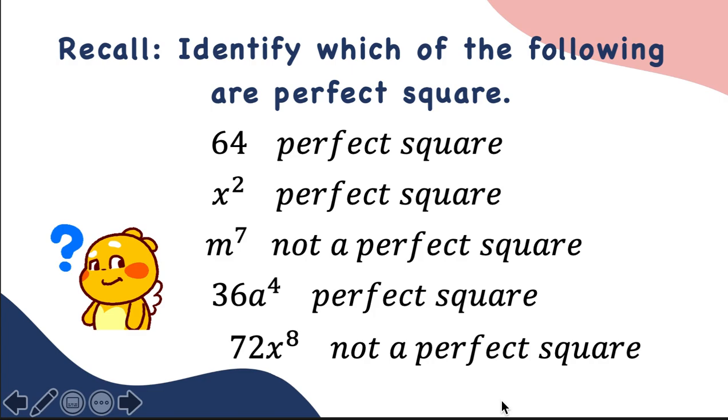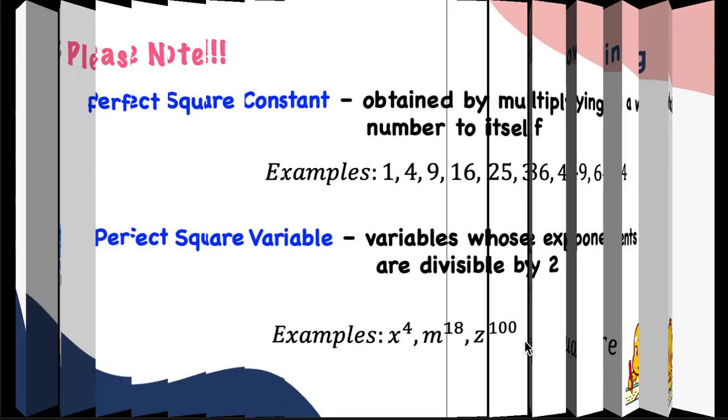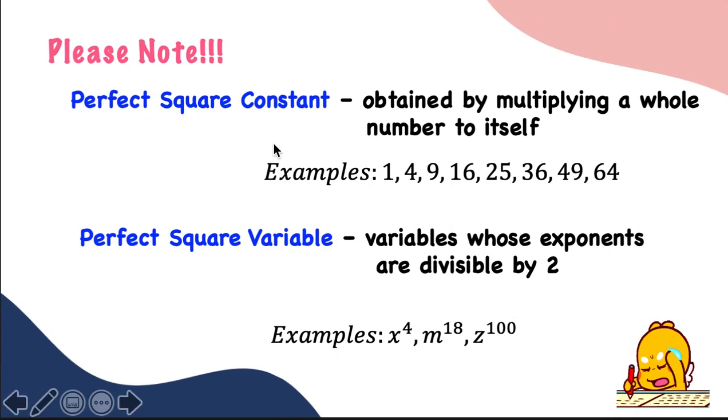Okay? So as we summarize all of this, which is very important to our next lesson, please take note of the following. A perfect square constant is obtained by multiplying a whole number by itself. I listed here some of the perfect square numbers, starting from 1 squared up to 8 squared. All of the numbers that you get when you multiply a number by itself are what we call perfect square numbers.